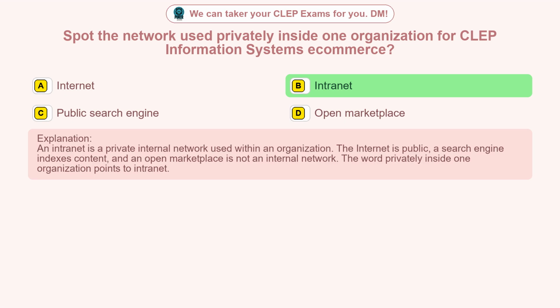An intranet is a private internal network used within an organization. The internet is public, a search engine indexes content, and an open marketplace is not an internal network. The word privately inside one organization points to intranet.